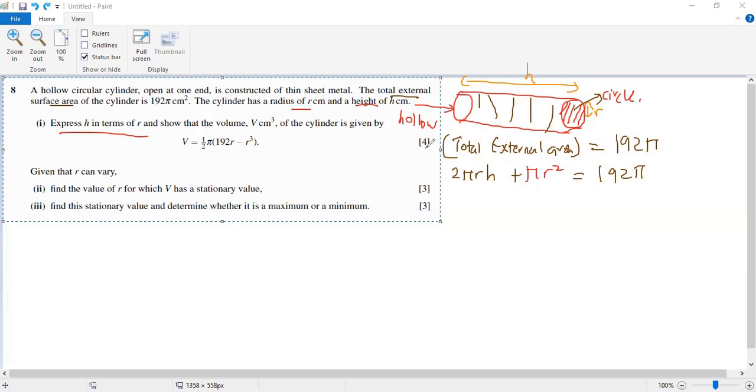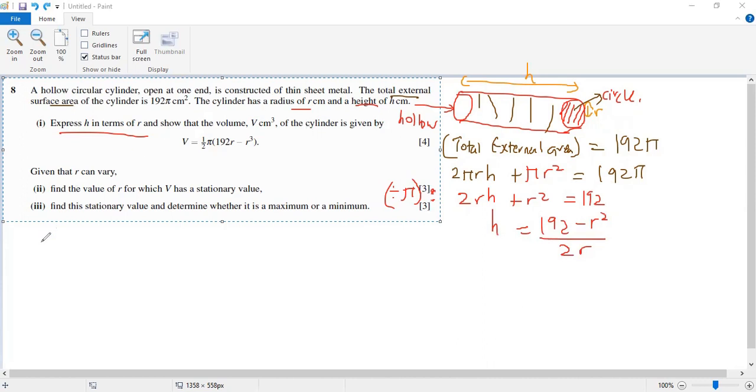So we just rewrite this, or we can just divide throughout by pi first. So if we divide throughout by pi, this becomes 2rh plus r square equals 192. You can just say divide by pi to get this. Making h the subject, we get 192 minus r square, the whole thing divided by 2r. Please take note, this is the value of h in terms of r.